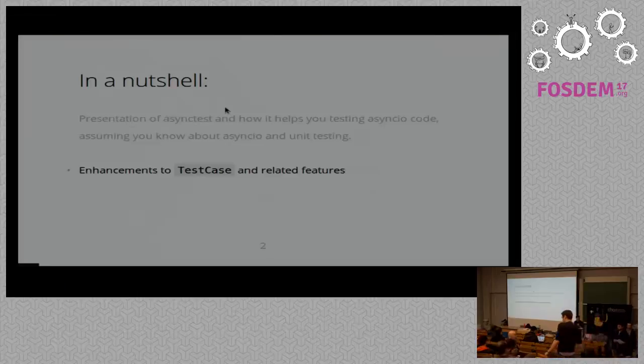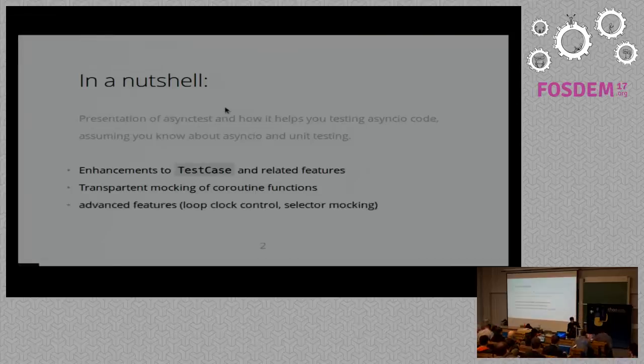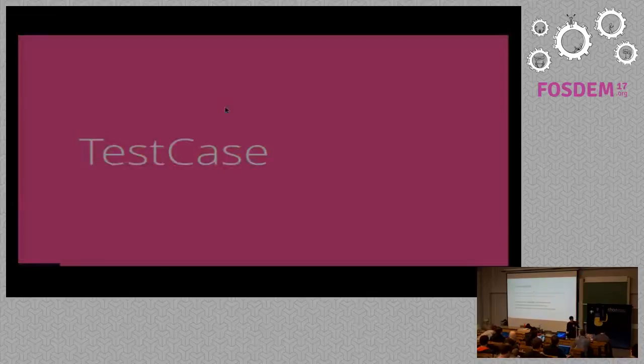Most of what you will see is basically built on top of unittest. So it's like a drop-in replacement. You can use asynctest instead of unittest, and it will work as expected. I will show you how I implemented transparent mocking of coroutine functions, which is probably the most useful feature of asynctest. And I will show you a few advanced features that might also be interesting. So let's start with a presentation of a test case.